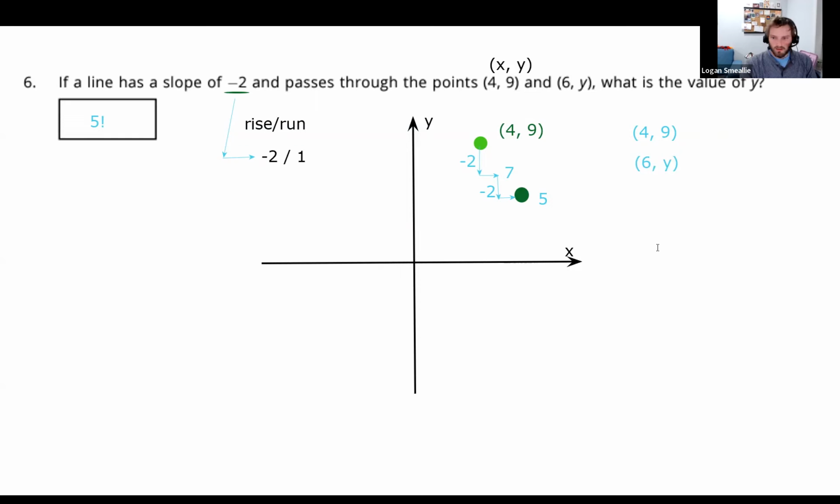I'm going to go with, Ami, you mentioned this. You said you actually set up an equation, y minus 9 over 6 minus 4. At this point, it's not an equation, but it's a fraction. Okay. What this is, if we sort of, let me label our 6, y here.